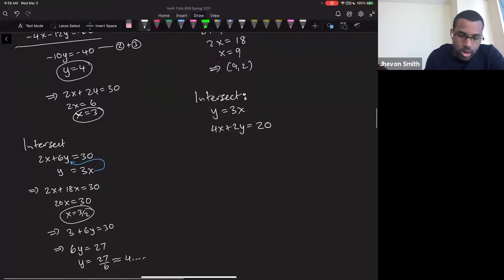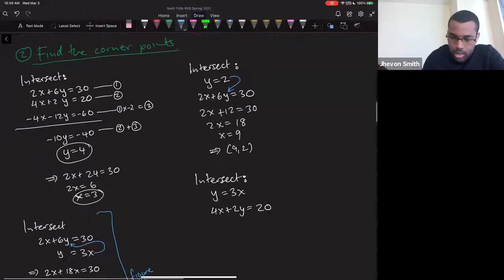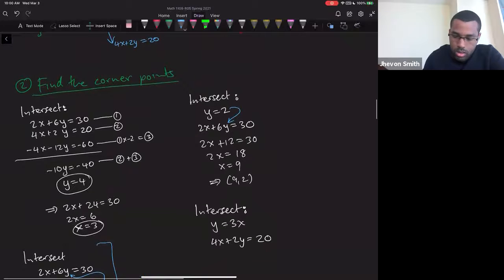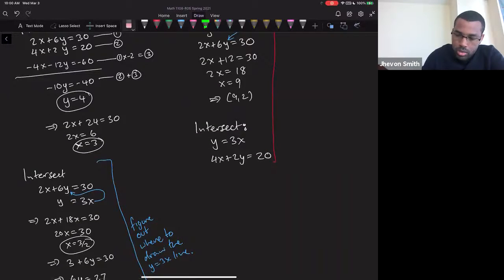So this part I found, I did this part to figure out where to draw the y equals 3x line. And these guys are the needed corner points. Well, I haven't completely found that yet, so let's actually find that.